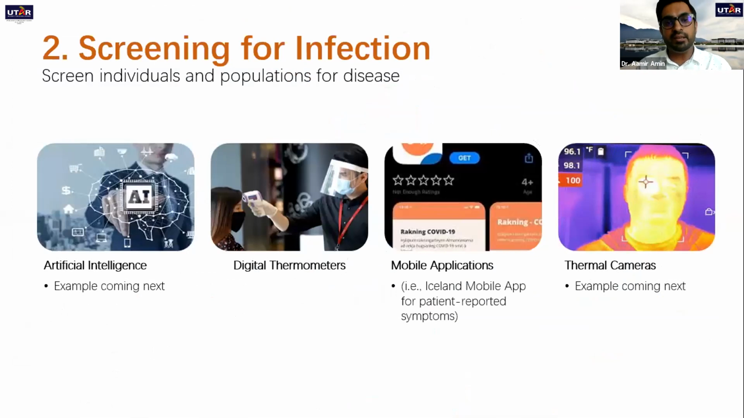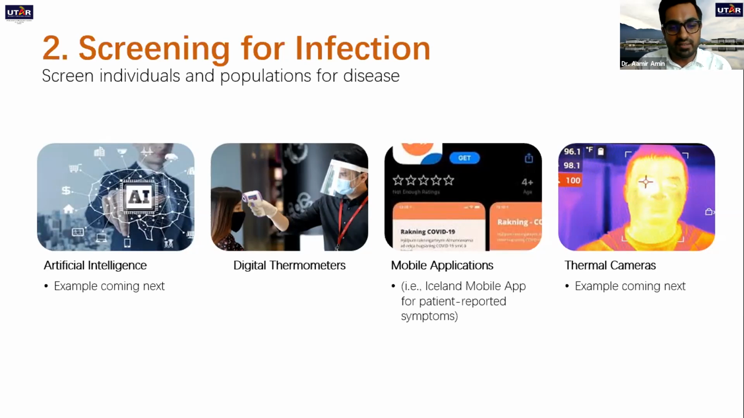Second is the screening for infection. Now, the purpose of screening for infection, as we all know, is to screen individuals and populations for disease, which was one of the major steps towards controlling the spread of the disease. Again, artificial intelligence has helped a lot in this. I'll give you an example in the next slide.